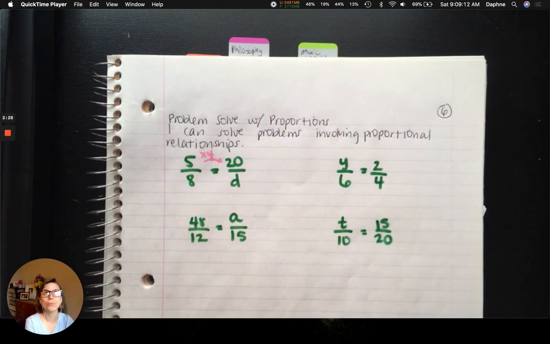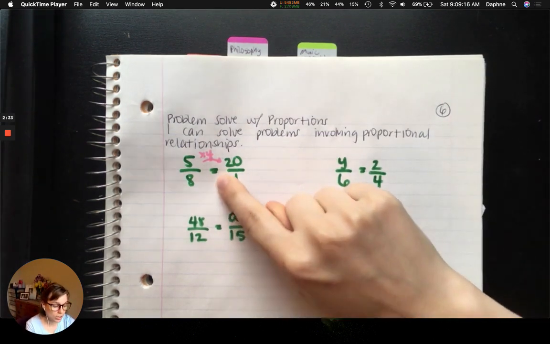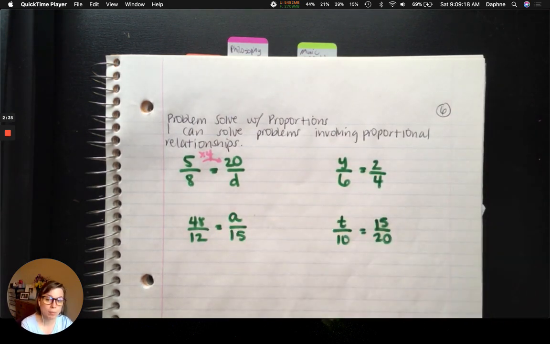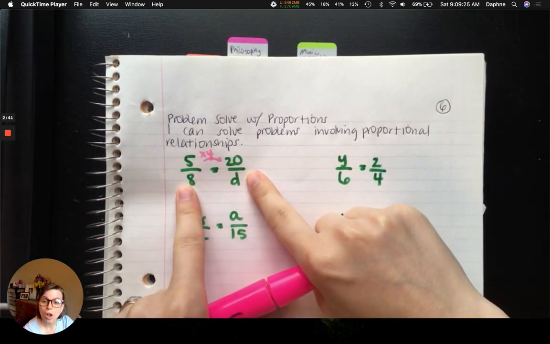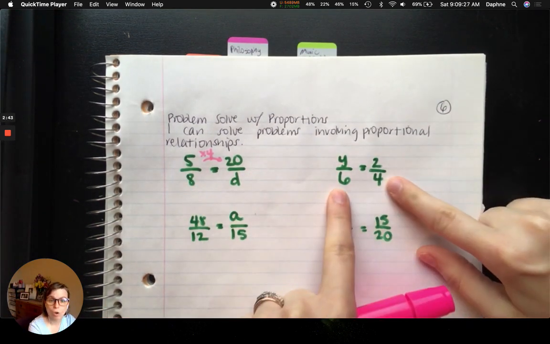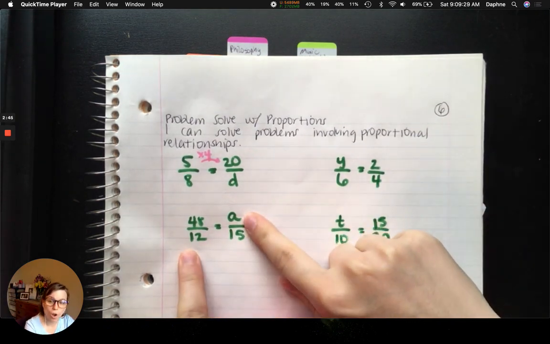We know that these have to be proportions because they all say equals. There are no question marks above the equal sign. I know they have to be proportional. I know these 2 ratios are equivalent. These 2 are equivalent. These 2 are equivalent.